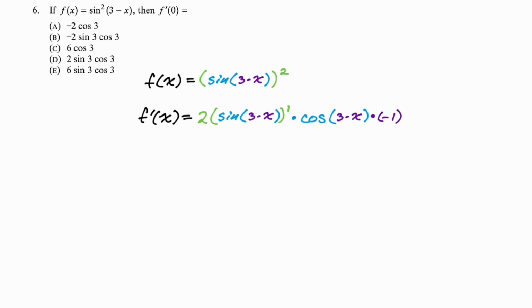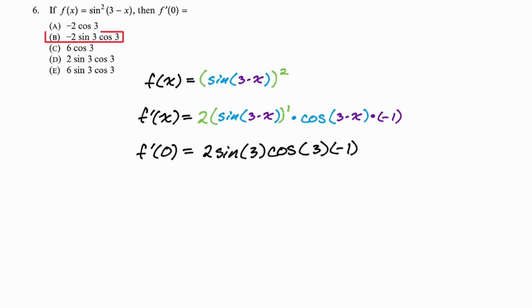And then the question is to find f prime of 0, so we're going to sub in. So f prime of 0 is going to be, well, there's definitely a 2. You get the sine of 3. You get the cosine of 3. And these aren't famous values, so there's no more simplification that you can do. And then a negative 1. So our answer looks like negative 2 sine 3 cosine 3, which is definitely B.